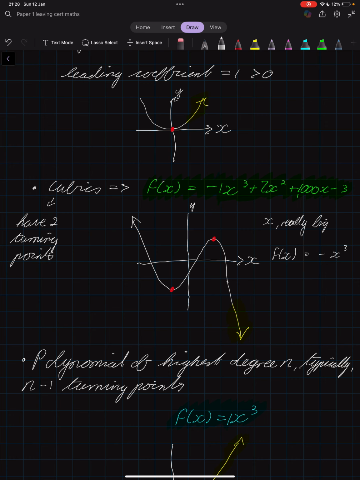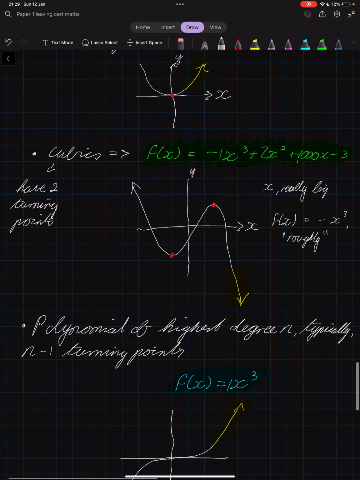That's not exactly true, but if x is so gigantic, then the -3 isn't going to matter, the 1000x isn't going to matter, the 7x squared isn't going to matter, so the only thing you care about is the minus x cubed. And that's how we know that minus x cubed definitely does go down. Obviously it goes to negative infinity, and therefore this arm must point down.